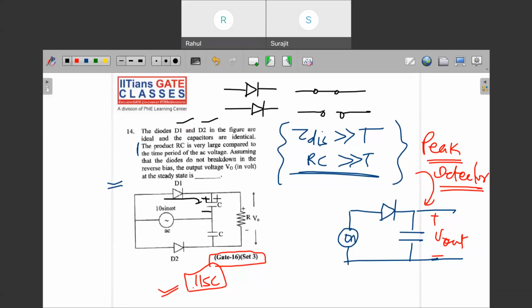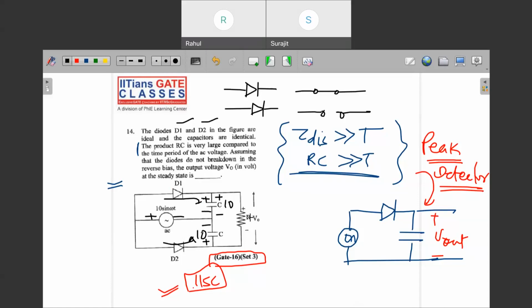This capacitor will charge plus to minus. As we know the charging time constant is 0, because this diode is ideal and offers no resistance, so R times C will be 0 when the diode is on. In the positive half cycle, this capacitor will charge up to 10 volt, plus to minus. And once this diode turns on, it will again charge plus to minus, that 10 volt.